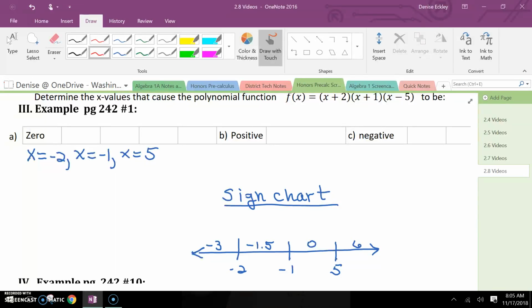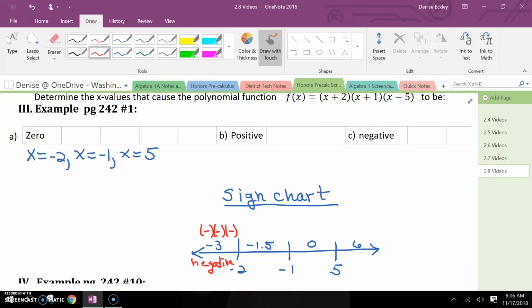sign. So if I substitute -3, the first parenthesis will end up being a negative number. The second parenthesis will also end up being a negative number. And -3 minus 5 is also negative. So I'll be multiplying three negative factors together, and I get a negative number. So that section of the graph is negative.